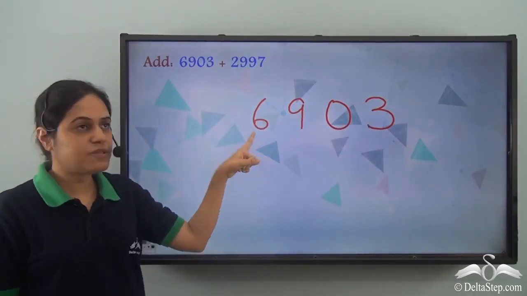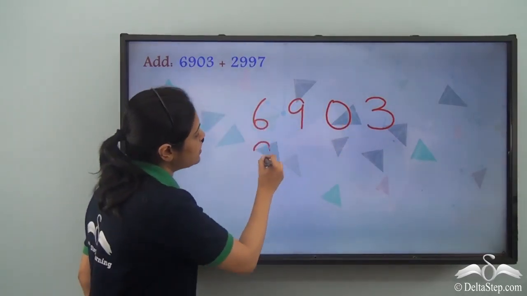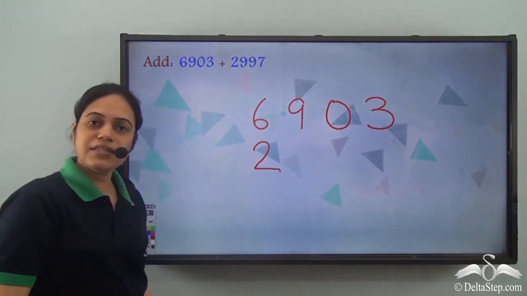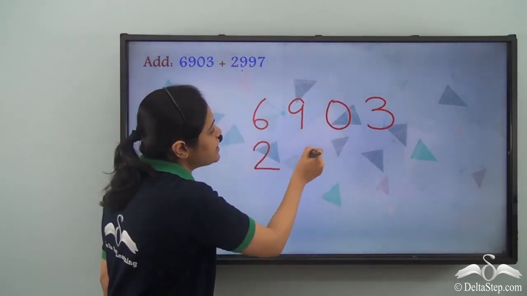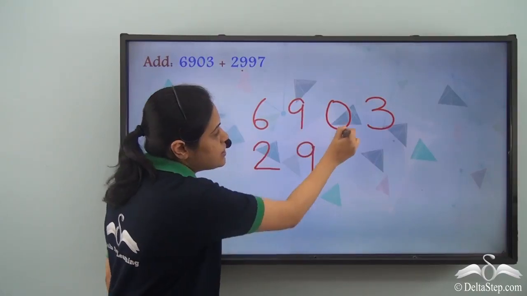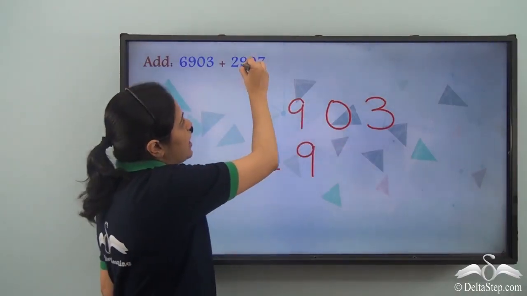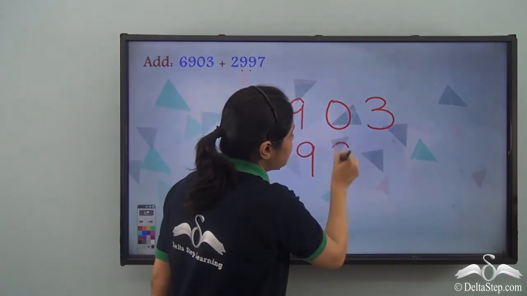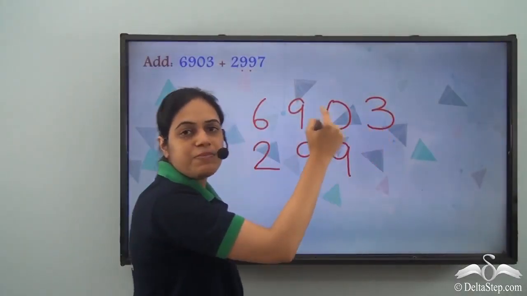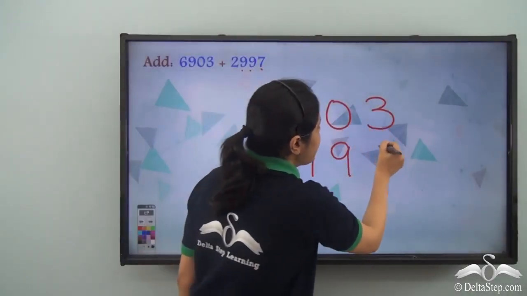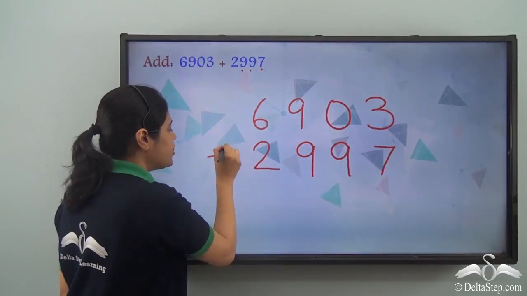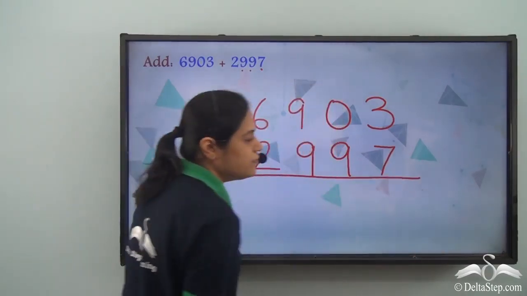6 is in the thousands place. Over here, 2 is in the thousands place. 9 is in the hundreds place. This 9 is in the hundreds place. 0 is in the tens place. Again we have 9 in the tens place. 3 is in the ones place here. So I have 7 in the ones place. And I need to add these two.